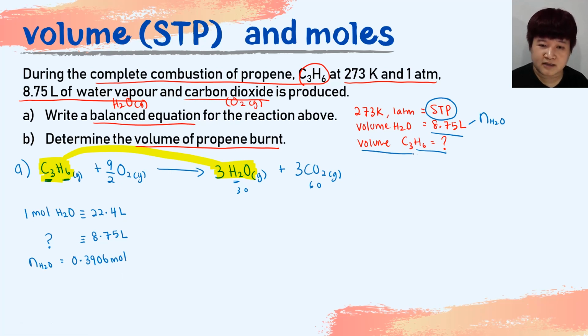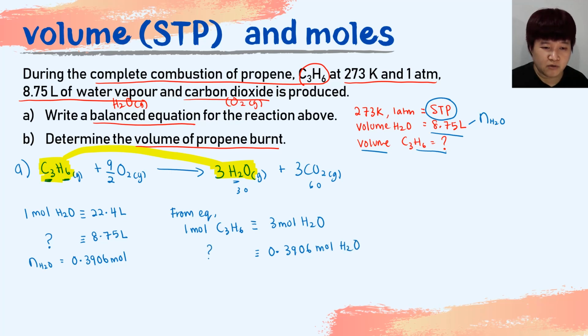But the question asking for volume of propene. So from the equation, 1 mole of propene C3H6 will produce 3 mole of water. And right now, I have 0.3906 mole of water. How many mole of propene is produced? Solve the ratio and the number of mole propene obtained is 0.1302 mole. And that is the number of mole of propene.